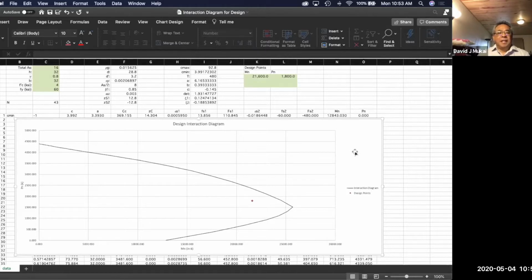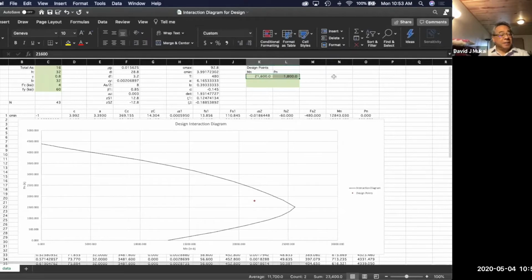Okay. There you go. Just make sure that you get the Mn and Pn in the correct units. Make sure it's in kip-inches and kips. And make sure you divide by the phi of 0.65 before you type it in here. And this will work. Okay, that's that. I have posted this spreadsheet and all the interaction diagrams for this homework.